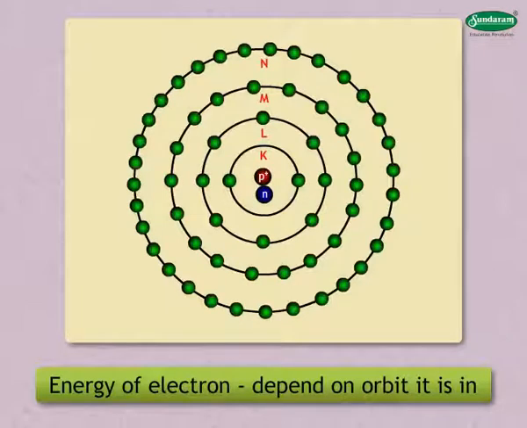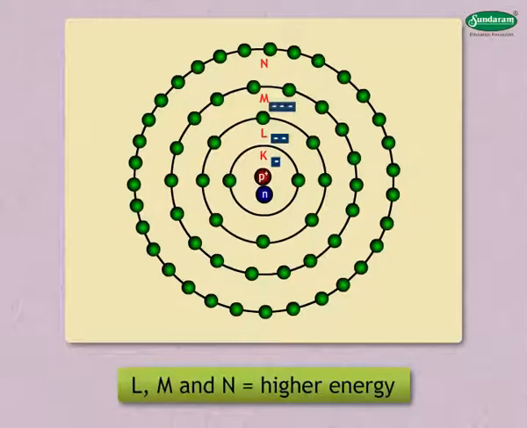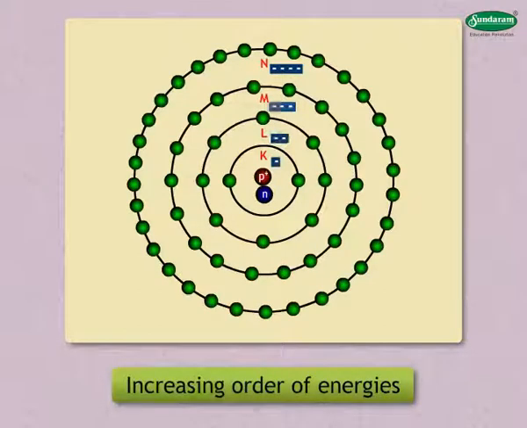Electrons in the first orbit, that is, K, have minimum energy. Electrons in the subsequent orbit possess higher energy. Electrons in an atom occupy shells in increasing order of energies. Let us see the electronic configuration of atoms of some elements.